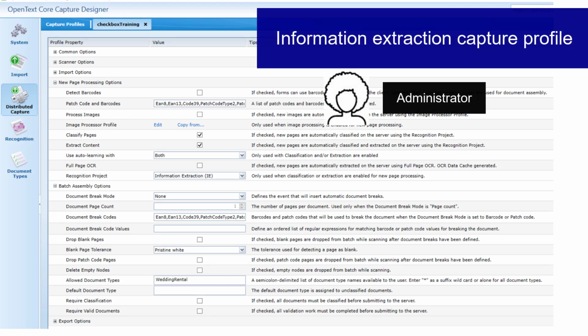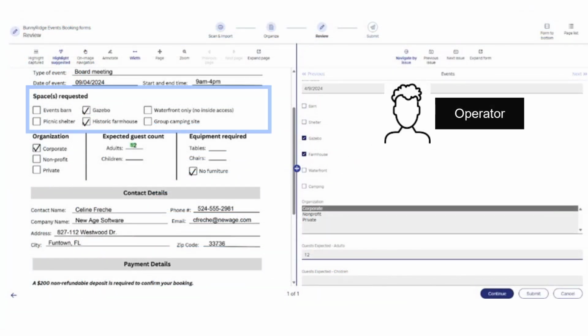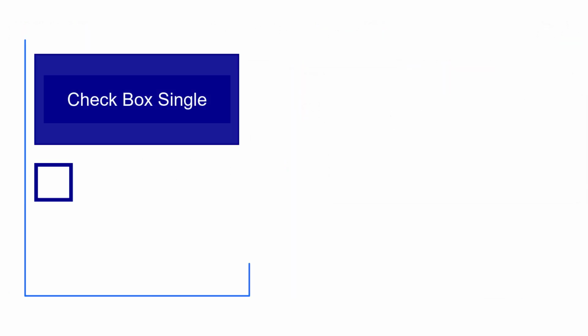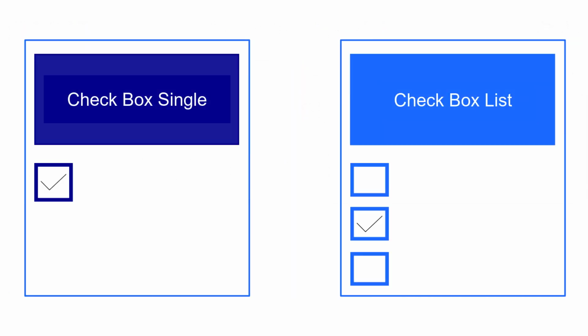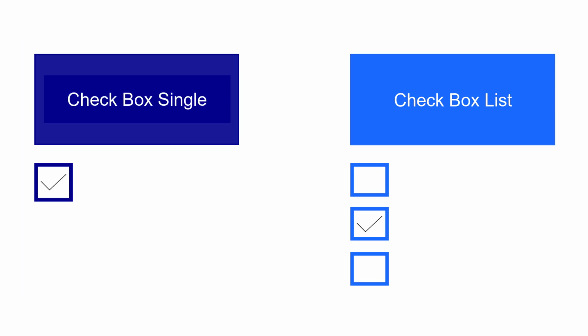Administrators can configure checkbox learning in an information extraction capture profile. This allows operators to validate data for extracted checkboxes on documents they are reviewing. Core Capture provides two types of checkboxes: checkbox single and checkbox list. In this video, we'll look at each checkbox type and determine which to use depending on your form.